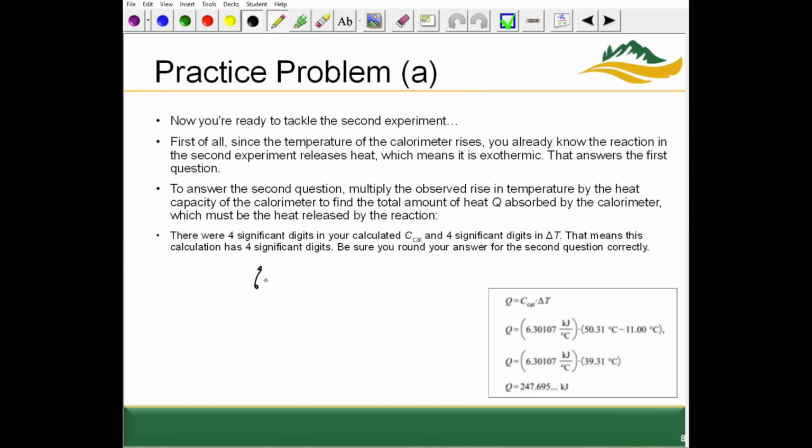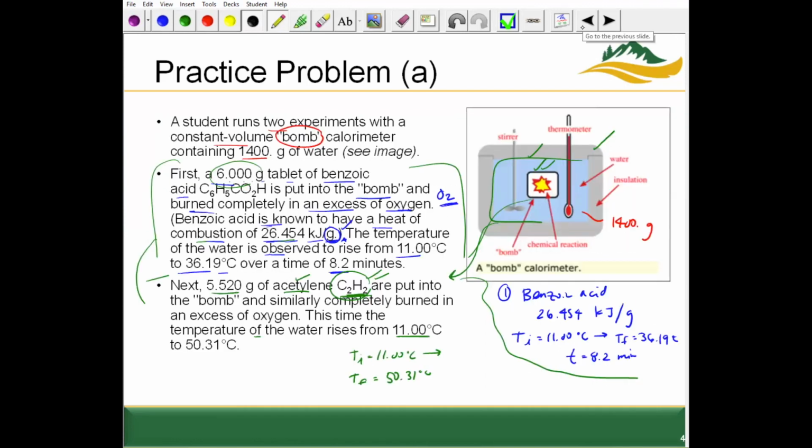So when we have just a heat capacity, not a specific heat capacity, we're going to just say C-cal times delta T. We don't need a mass term because the heat capacity of the calorimeter is just in units of kilojoules per degree C. No mass is involved here. So in the second reaction, we have information about acetylene. We also have information about the temperature change of the water. Based on this temperature change of the water and based on the heat capacity of the calorimeter material, we can figure out how much heat is being exchanged.